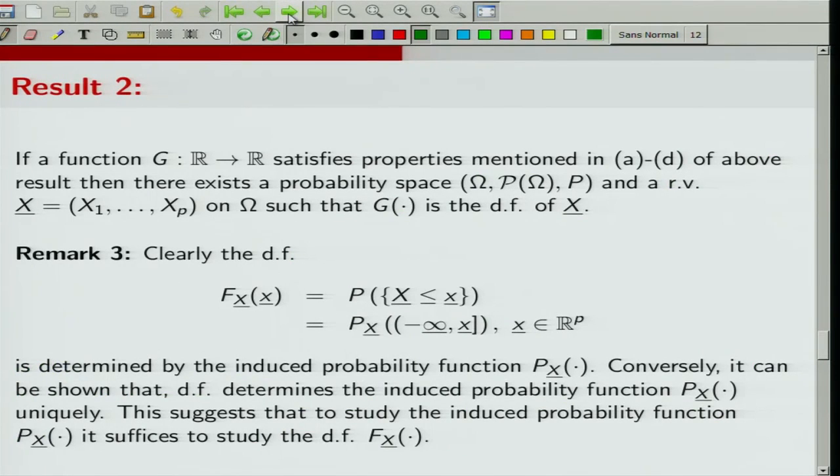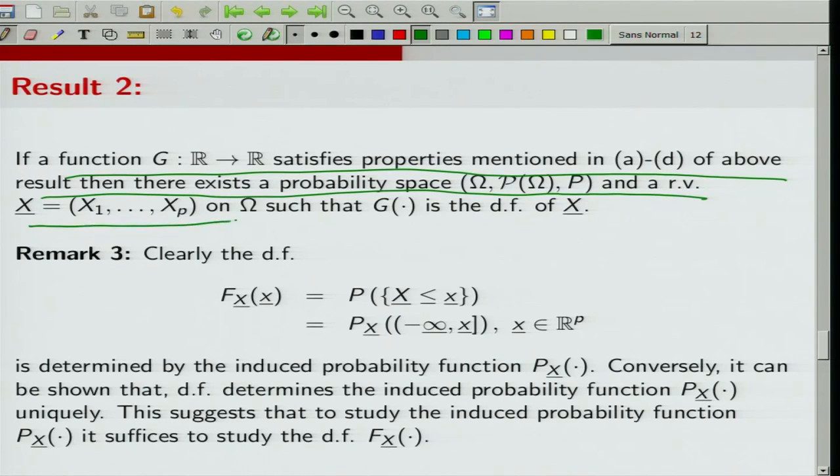Now, what we have seen is that any distribution function satisfies those four properties. One can show that if a function g satisfies the properties mentioned in A to D of the above result, then there exists a probability space (Omega, F, P) and a random vector X equal to (X1, X2, ..., Xp) on Omega such that g is the distribution function of X. So, that means any function which satisfies these four properties A to D is a distribution function of some random vector.